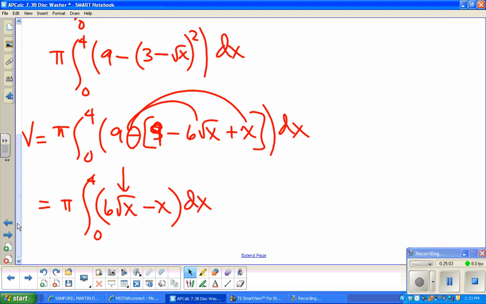You still need to be able to do antiderivatives. And this is all about disks and washers. So it's really all about pi r squared dx or pi r squared dy.